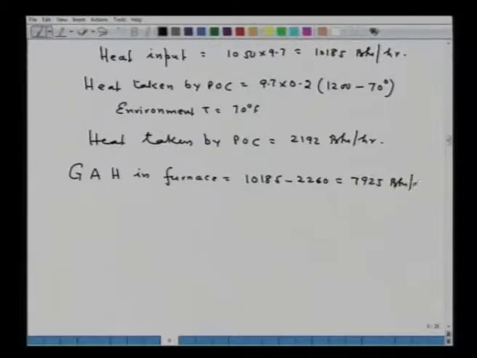Now, mind you, what does it mean? This means that 7925 BTU per hour of heat has to be transported from the furnace through the lining to the environment. If the heat transfer is less, then the temperature of the furnace will increase and you are not satisfying the requirement of the reaction to be carried out at 1200 degrees Celsius. If the heat transfer is more, the temperature will drop. So, the requirement is now what should be the thickness of the lining.